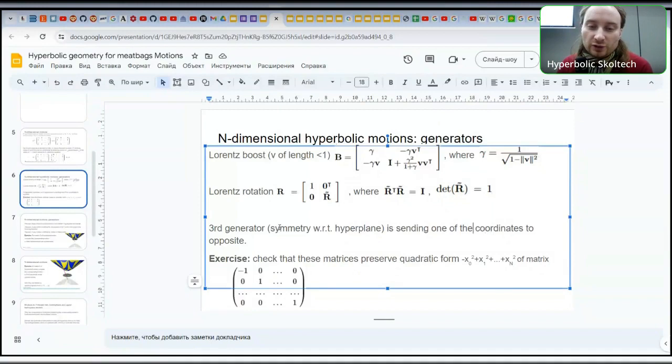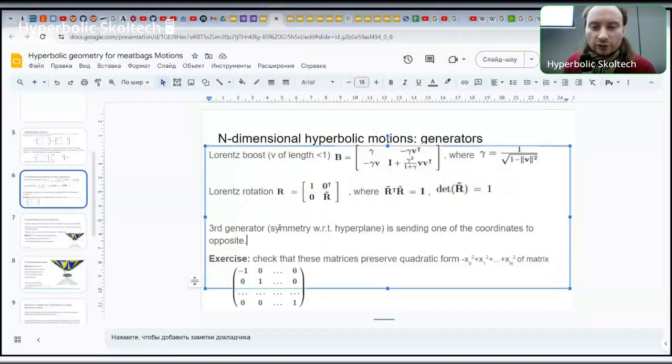So it is sending one of the coordinates to the opposite, or just other mirror symmetries. But this list is actually complete for generators of these motions, and so yeah, they are generating this.